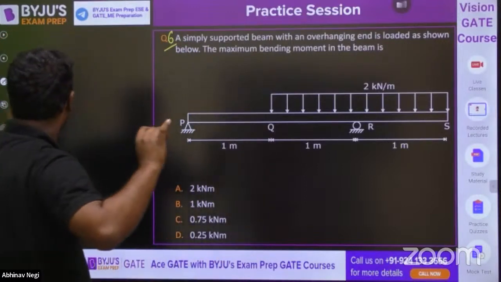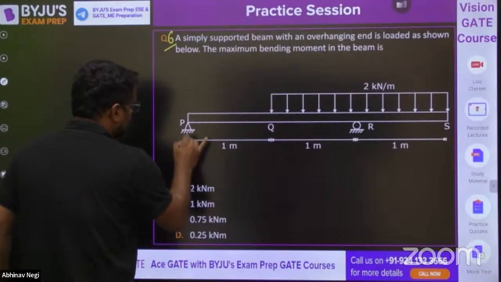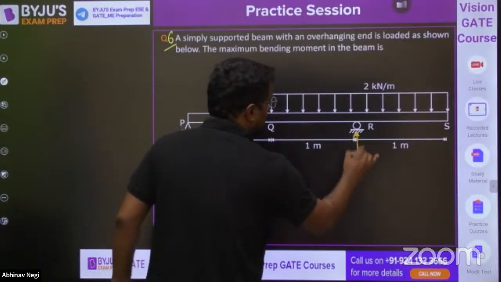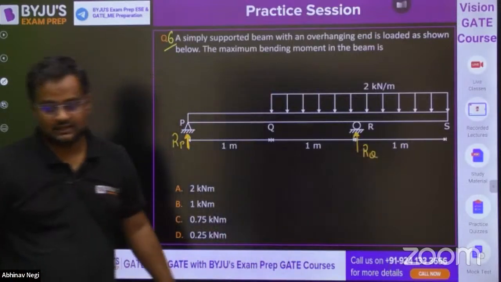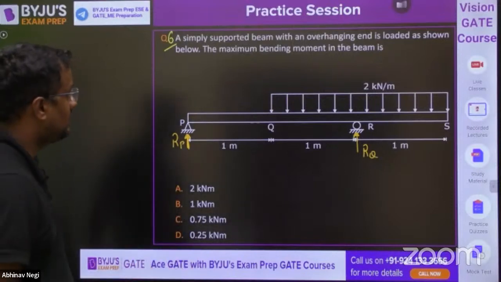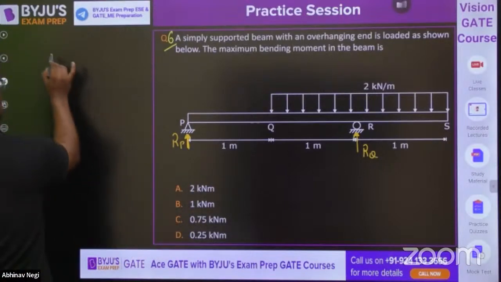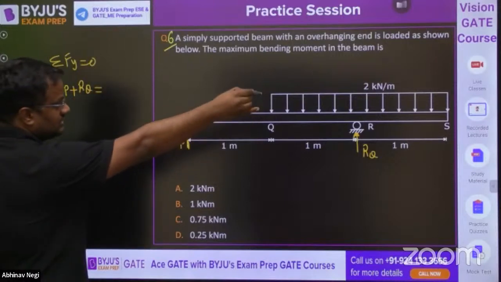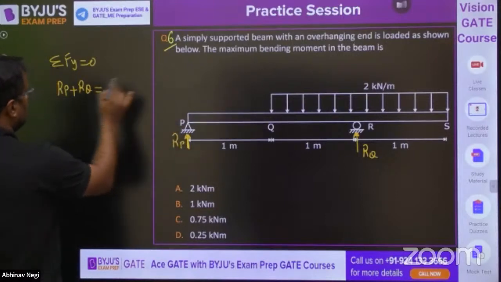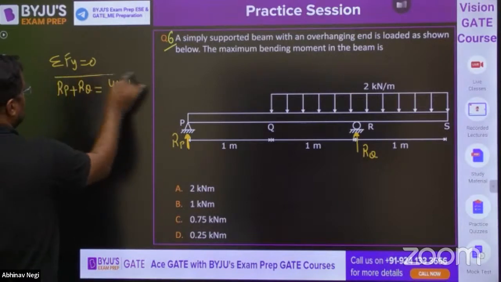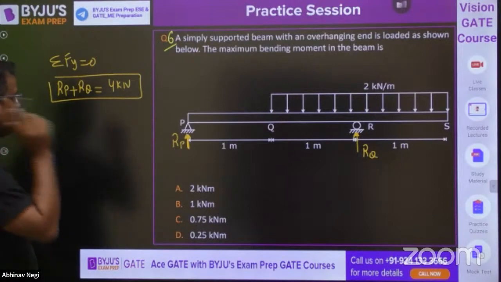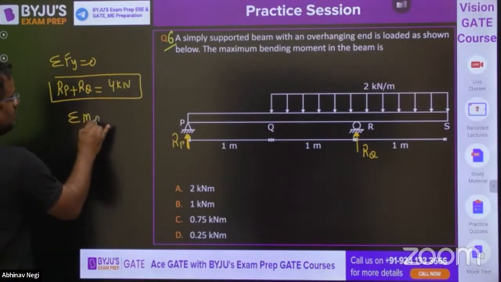Okay. Now, everyone please see here. Let this be RP and let this be RQ. Now, summation Fy is 0. So the upward force is RP plus RQ and the downward force is 2 into 2, which is 4. Correct? Now take summation of moments about any point. Let's take summation of moments about R equal to 0.